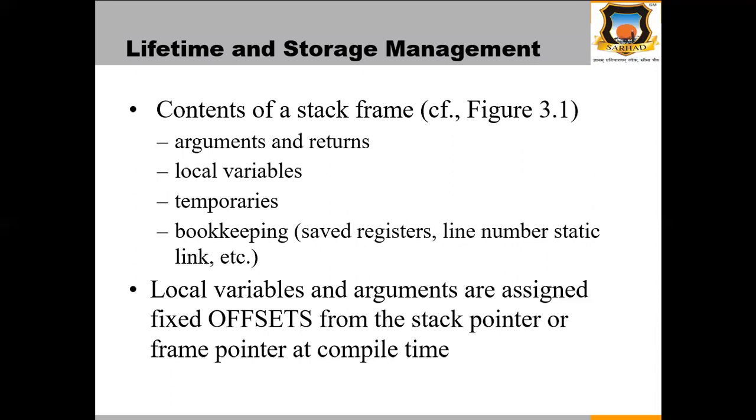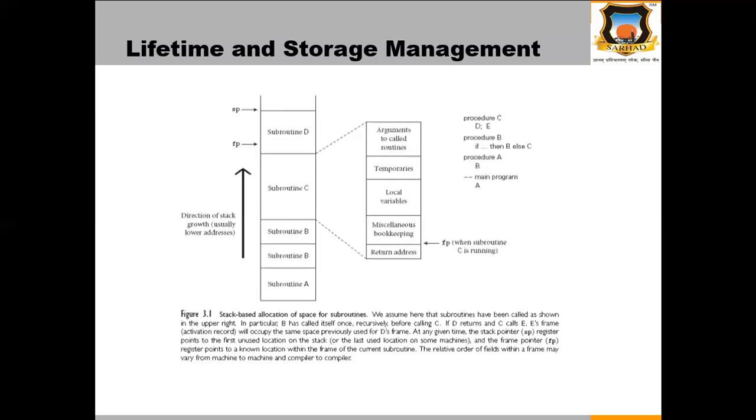Now, local variables and arguments are assigned fixed offsets from the stack pointer or frame pointer at compile time. So at compile time, local variables are assigned a fixed offset. Okay, so let us see the diagram.